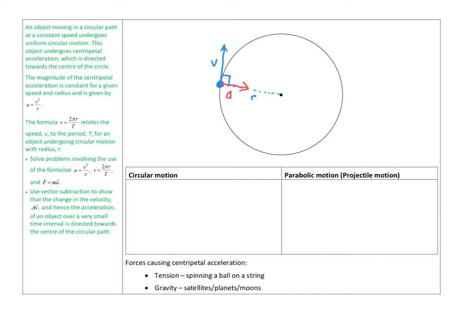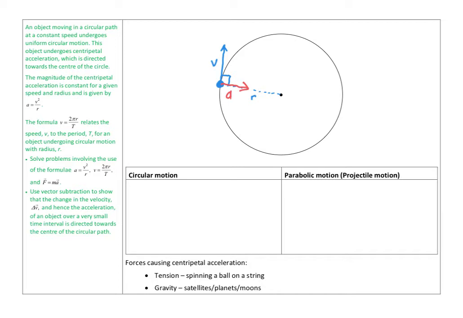So finally, what we need to know, and I'm going to talk about a couple other things as well, we need to use vector subtraction to show that the change in velocity, delta v, and hence the acceleration of an object over a very small time interval is directed towards the centre of the circular path. So I've shown that here, that it's directed towards the centre. If the acceleration is the change in velocity, and the change in velocity is towards the centre, then the acceleration must be towards the centre. So we'll do that over on this side of the circle.